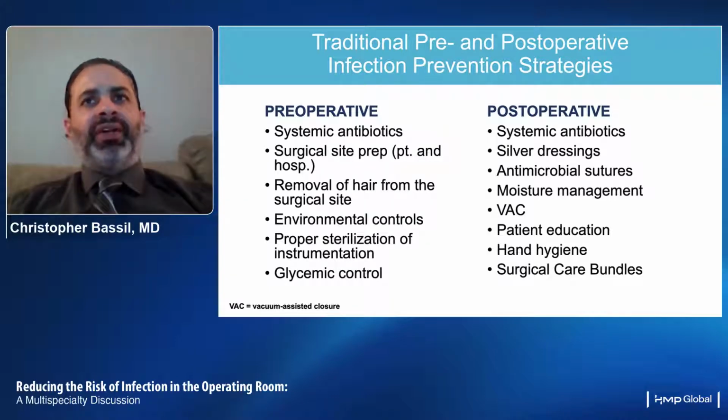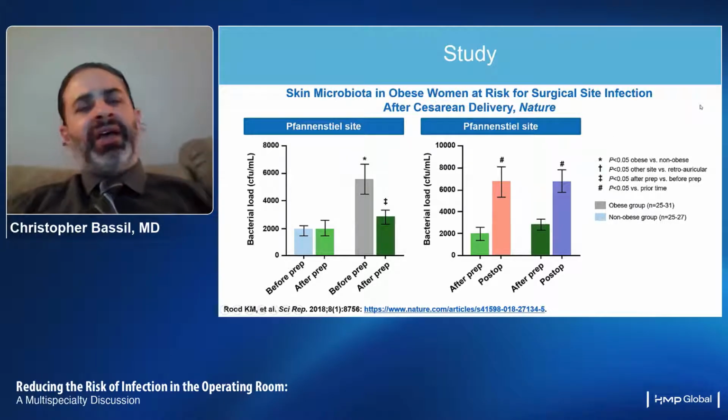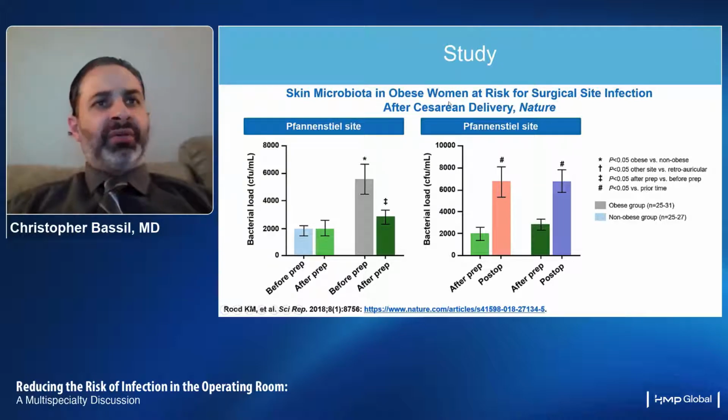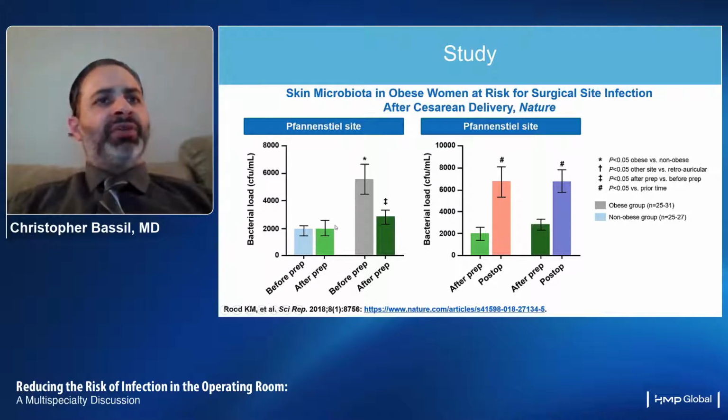slide we had beforehand. Another study out of Ohio State compared obese women who were at risk for surgical site infection undergoing cesarean delivery. This came out in Nature. These were the non-obese group and the obese group. What they found was that the CFU content of bacteria before prep was significantly higher in obese women, but after the prep did a good job.